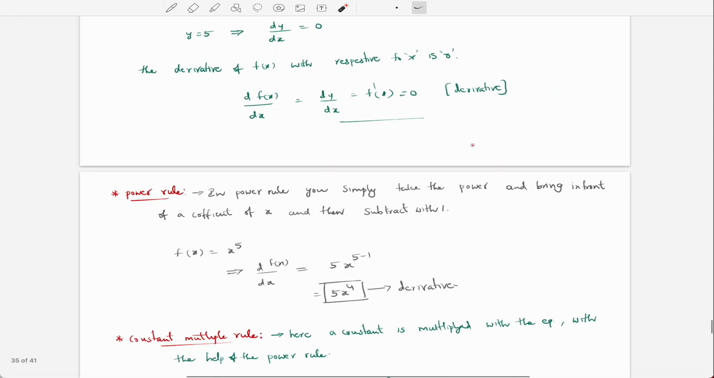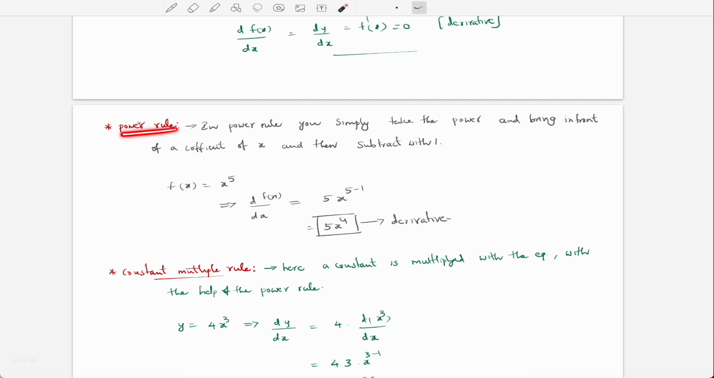After that we have the power rule. So what is the power rule? The power rule is you simply take the power and bring it in front of the coefficient of x, and then we subtract 1 from the power. So if I have a function x power 5, what is the power rule? The 5 is brought in front of x, and we simply subtract 1 from the power.